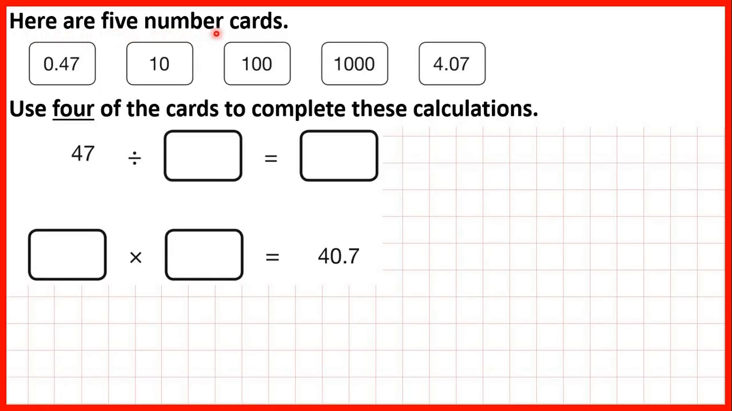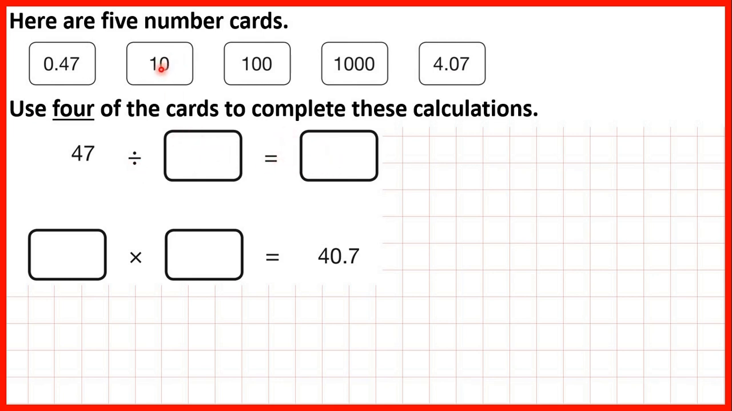Here are 5 number cards. We have 0.47, 10, 100, 1000 and 4.07. Use 4 of the cards to complete these calculations. 47 divided by something equals something.